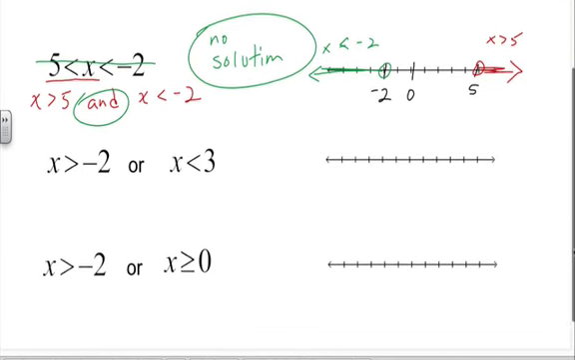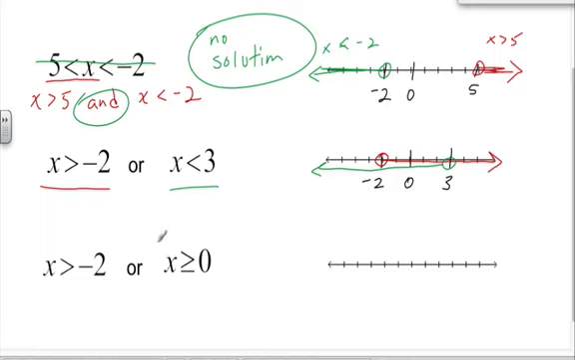All right, let's look at the next funny example. What if I have x greater than negative 2 or x less than 3? All right, so again, let's get a 0 on here. Here's 0. Here's 3. Here's negative 2. So let's look at the two statements. X is greater than negative 2, or x is less than 3. So that would go like this.